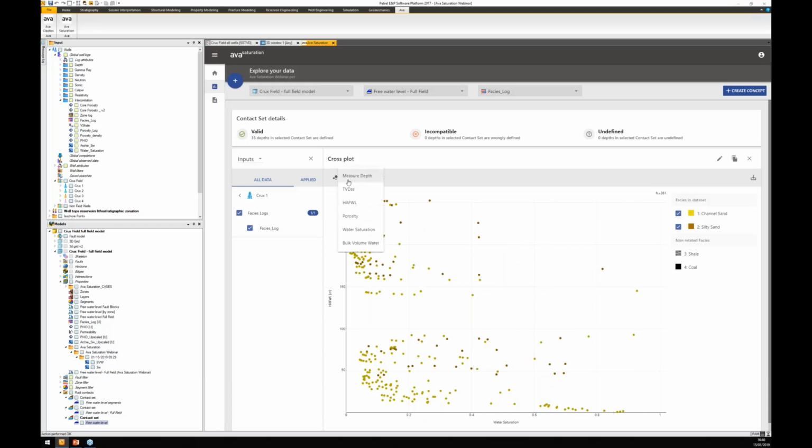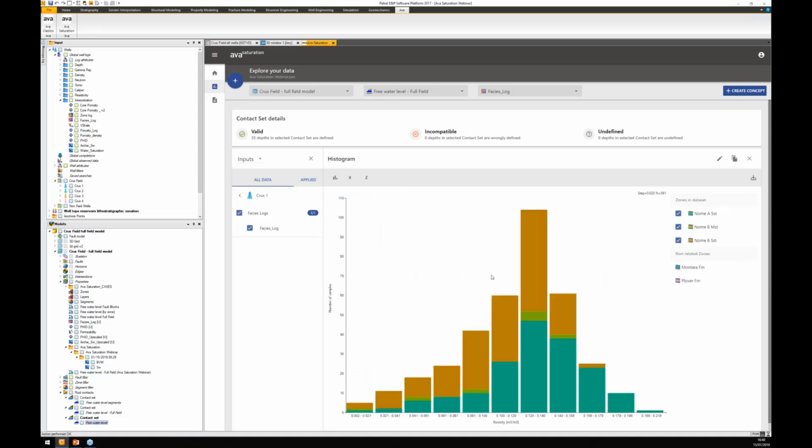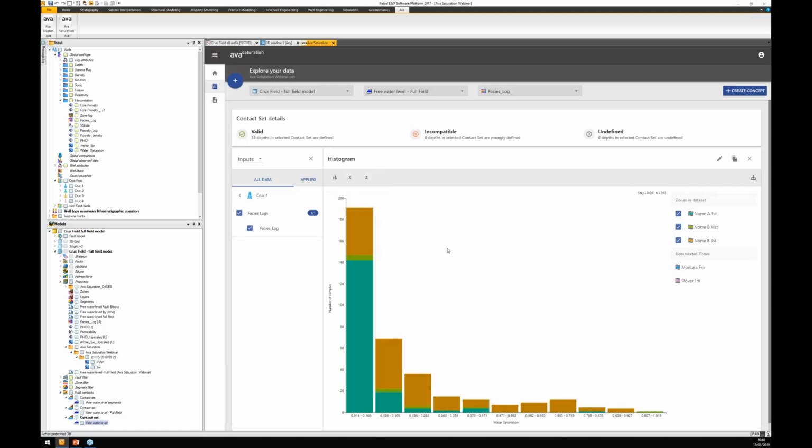And the eagle-eyed of you will notice the BVW calculation that's done there. So again, we've got the plotting functionality to be able to get to grips with our data. We can create multiple charts and things, and we support the histogram charting as well. So that's just a porosity histogram. I can take a look at saturation as well.